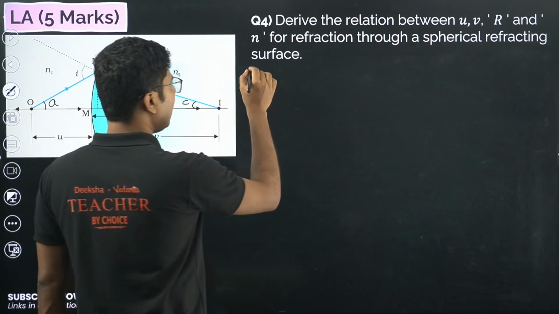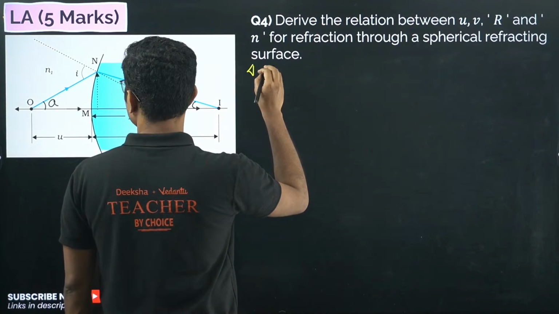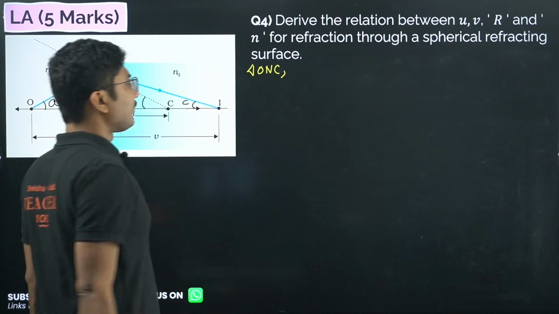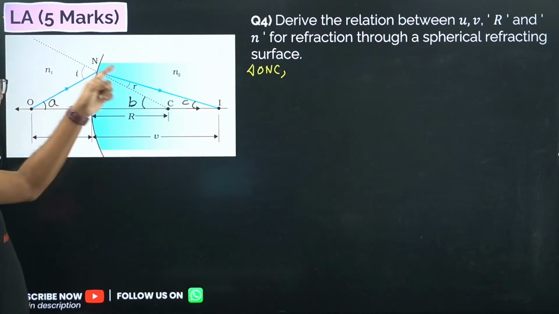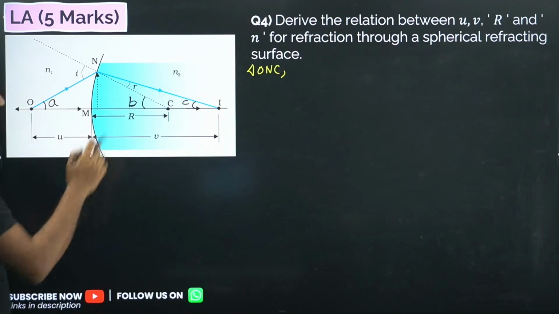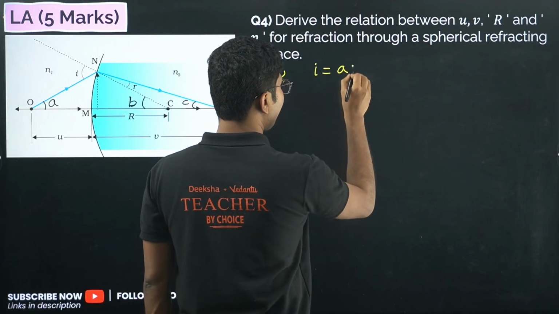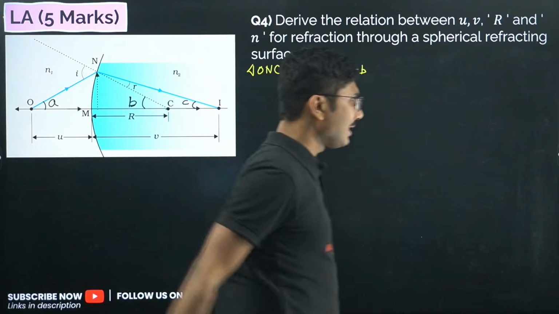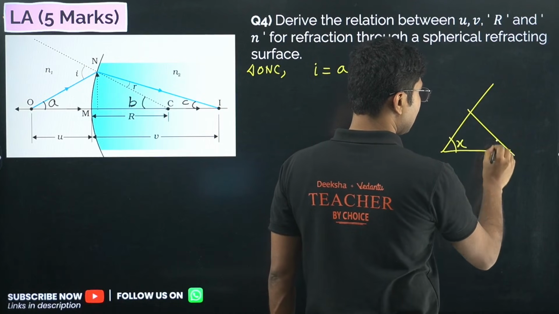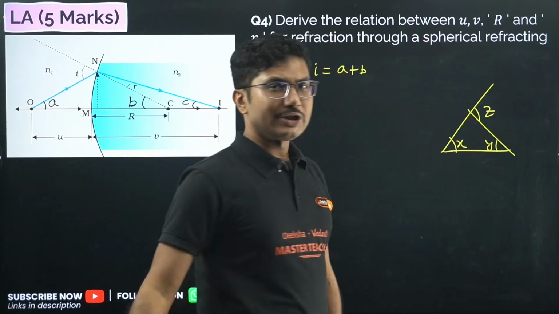So in the triangle ONC, I is the opposite external angle of A and B, so we can write that I equals A plus B, right? For a triangle, suppose this is X, this is Y and this is Z, so this is an opposite external angle.